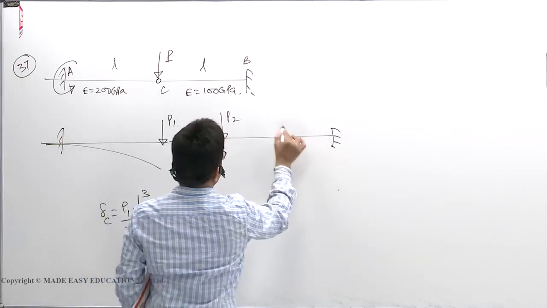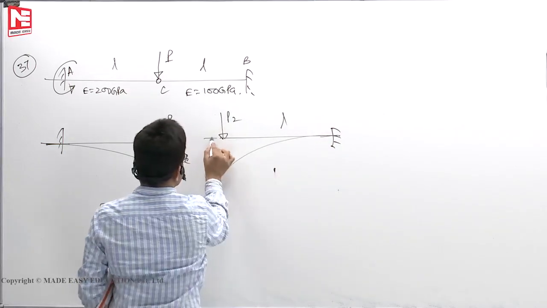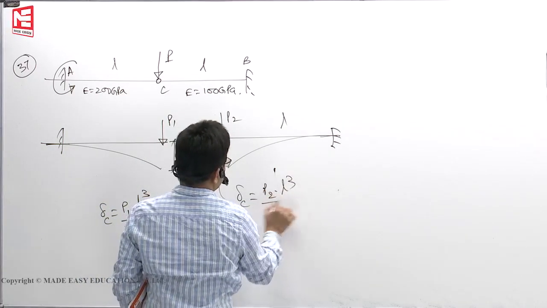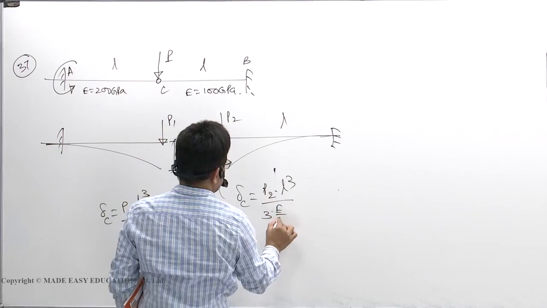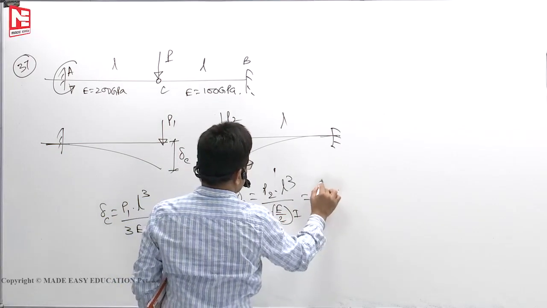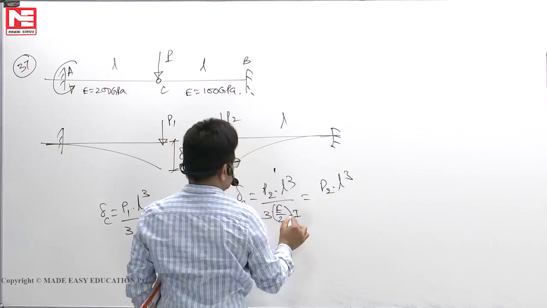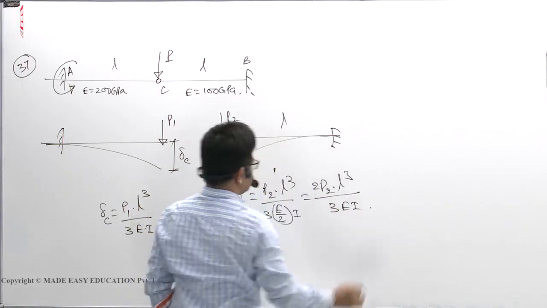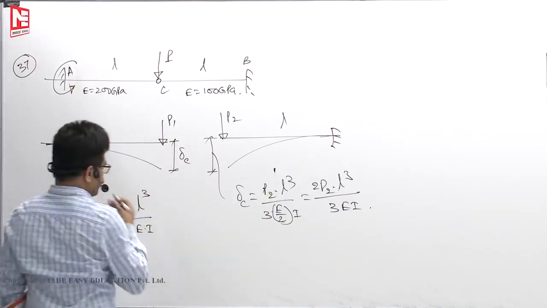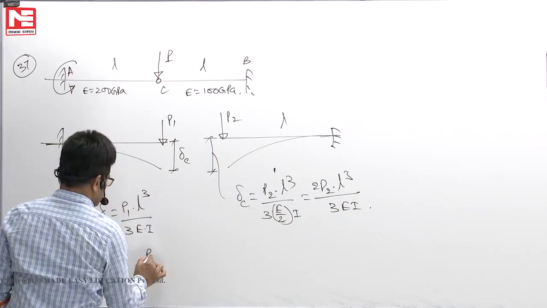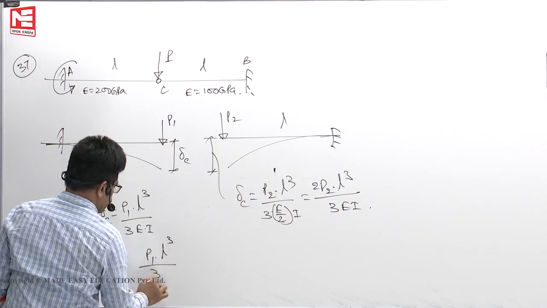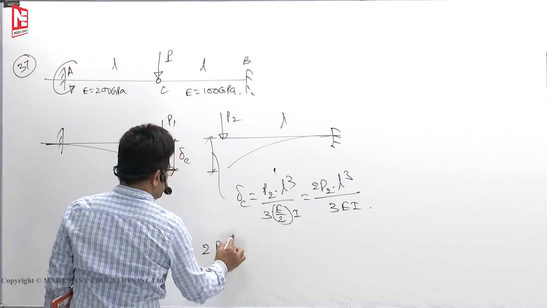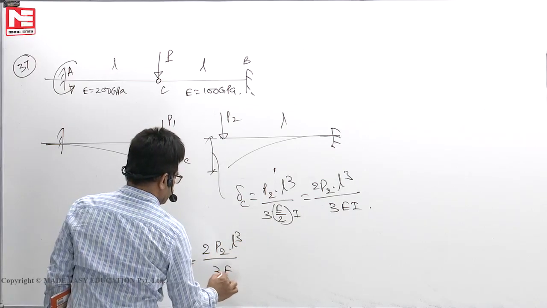Next, take this beam. P2 you take, length is same. This deflection must be same. P2 L cube by 3, E means you have to take E by 2, I. So you will get 2P2 L cube by 3EI. Right? Next, delta C must be equal. So P1 L cube by 3EI must be equal to 2P2 L cube by 3EI.